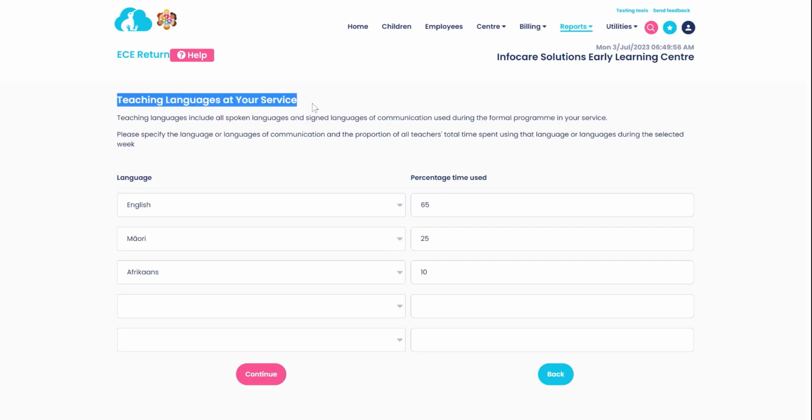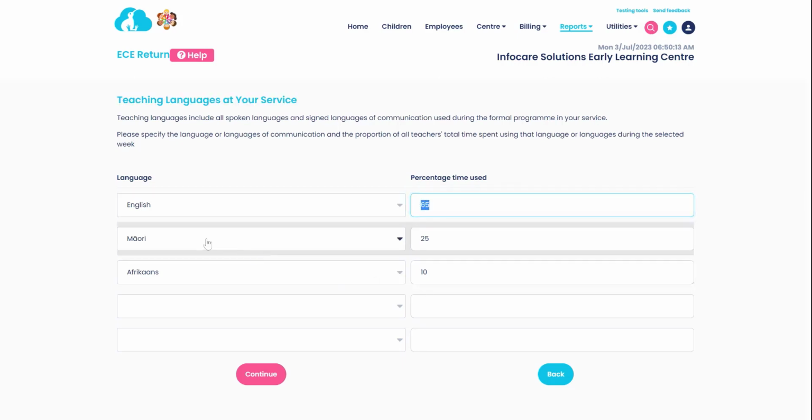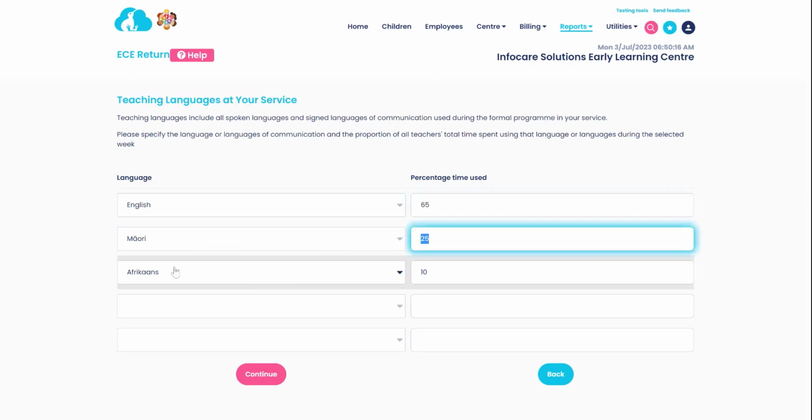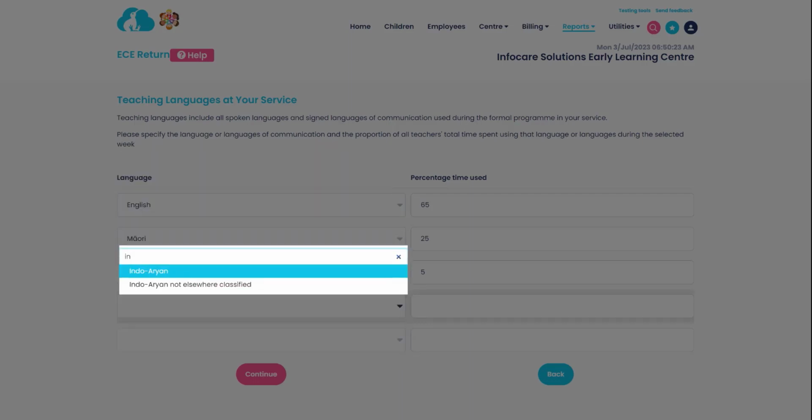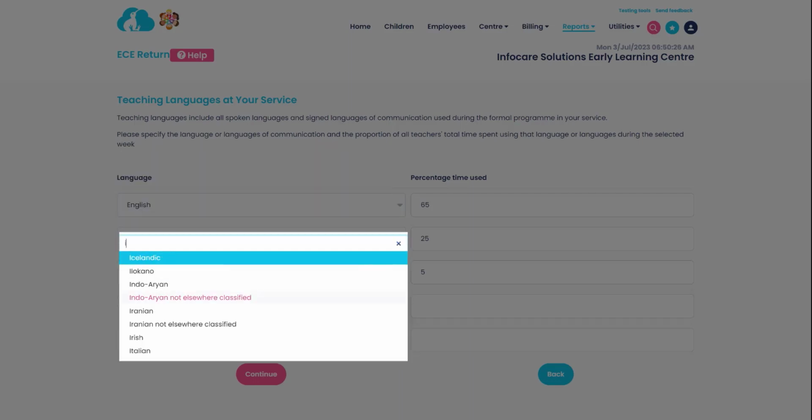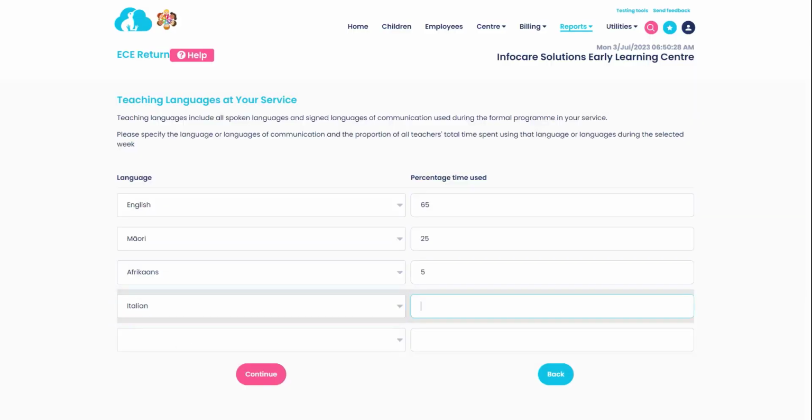The next question that is being asked of your service is what teaching languages are spoken. The percentages must add up to 100% and need to be whole numbers. You don't need the percent symbol either. We have broken this particular service down into English, 65%, Māori, 25%, Afrikaans, 10%. If you did need to make a change here, we could make that 5% and select another language. Let's say Italian, and we can make that 5% and continue.